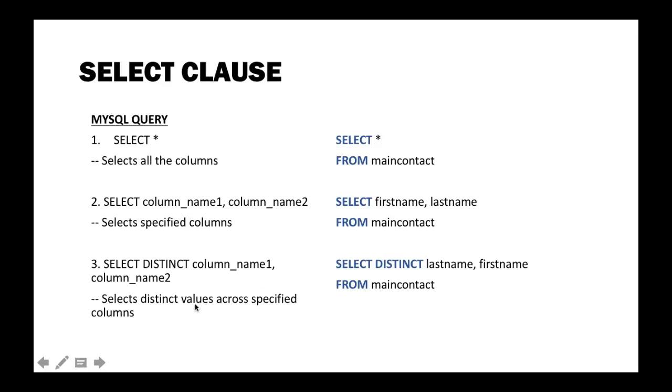So it will find those values across those specified columns, right? So here's an example. Select distinct last name. Select distinct first name from main contact. For example, select distinct last name: Smith, etc. All right? So the key word here is distinct. It will find you distinct information for you.